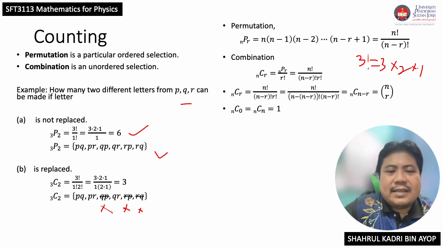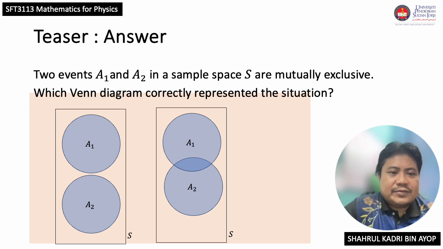These are the important characteristics of combination: C(n, 0) equals 1, C(n, n) equals 1, and C(n, r) can also be written as C(n, n minus r).